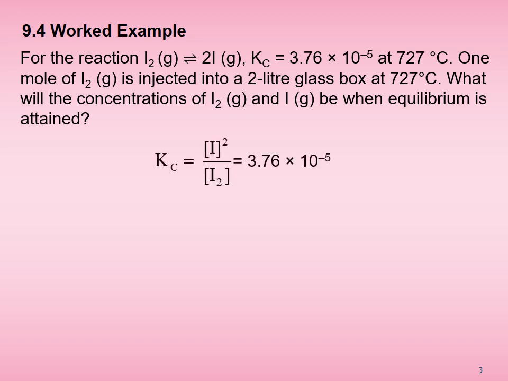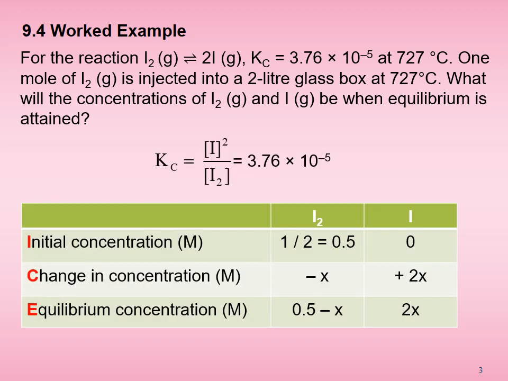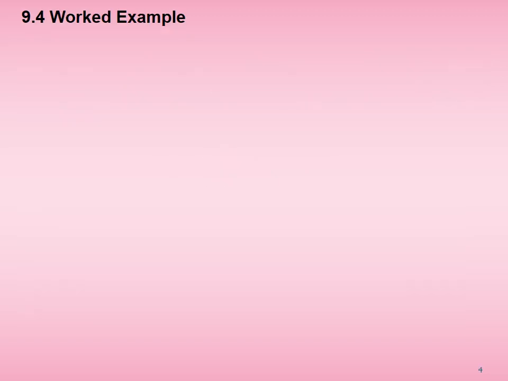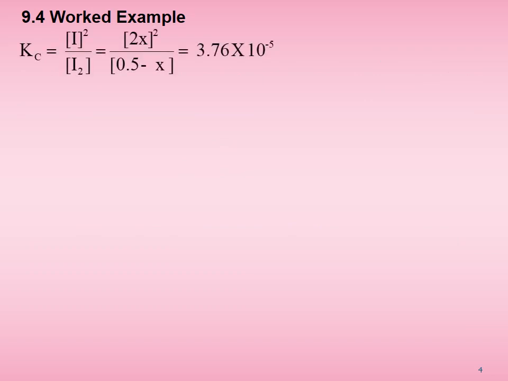We write the Kc formula and complete the ICE table by carefully translating the information given into mathematical language. We plug in the equilibrium concentration terms involving x taken from the E row of the ICE table into the Kc expression. Then we equate this to the Kc value given. We get the square of the whole of 2x divided by 0.5 minus x equals 3.76 times 10 to the power of negative 5.